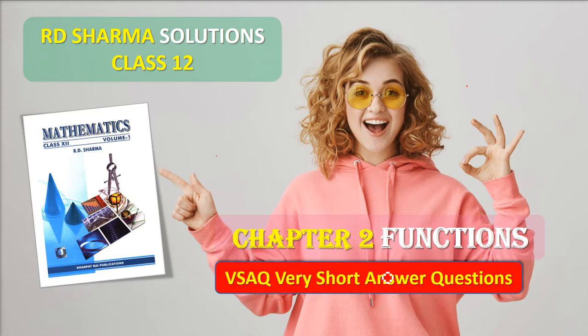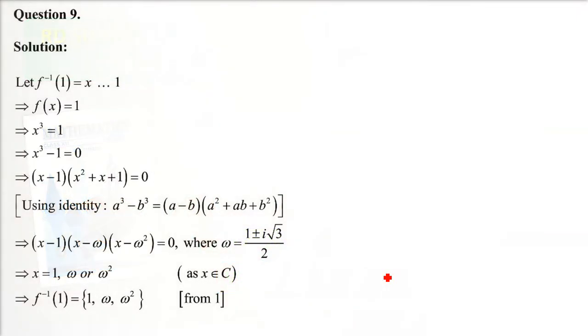This is chapter 2, functions. Here we have question number 9. Let's see, C is the set of all complex numbers. A function f from C to C is defined by f(x) equals x cube. So we have the function from complex number to complex number, and the function is also given, which is x cube. We have to find out f inverse 1.